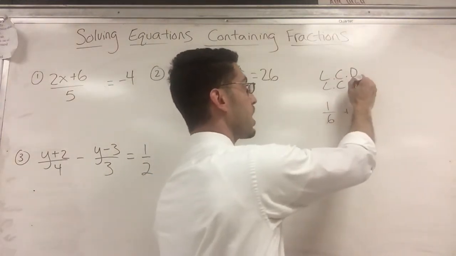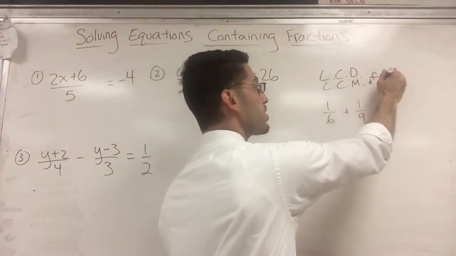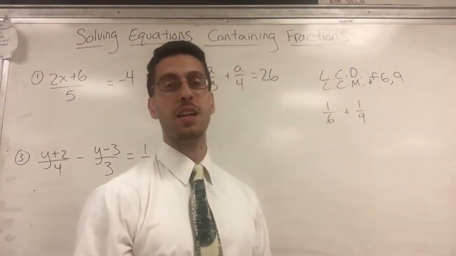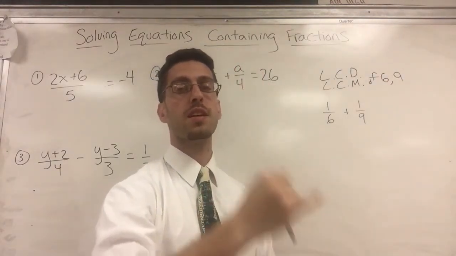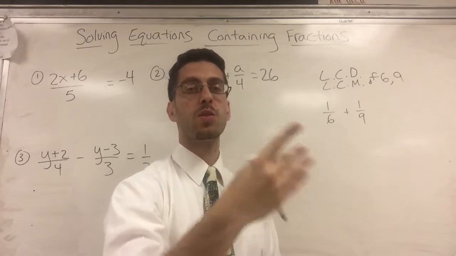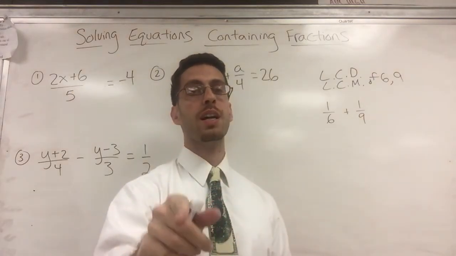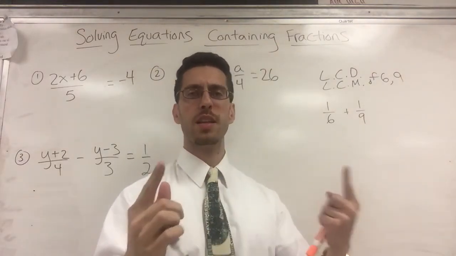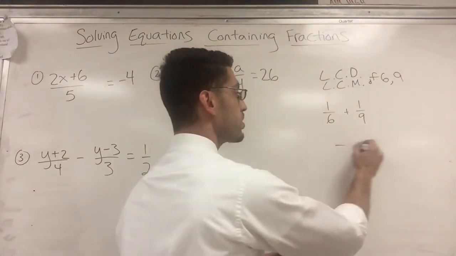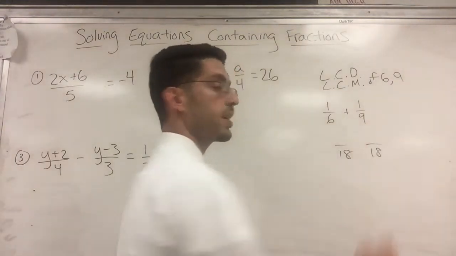All right, so I'm looking for the least common multiple of 6 and 9. So if I count by 6's, I got 6, 12, 18, 24, etc. Count by 9's, 9, 18. Oh, wait a minute. Did I say 18 twice? So my goal is to create 18's.